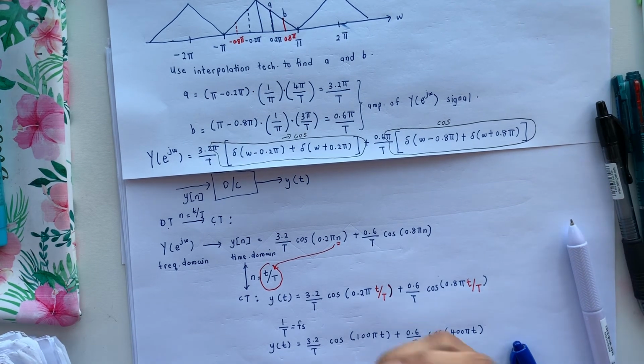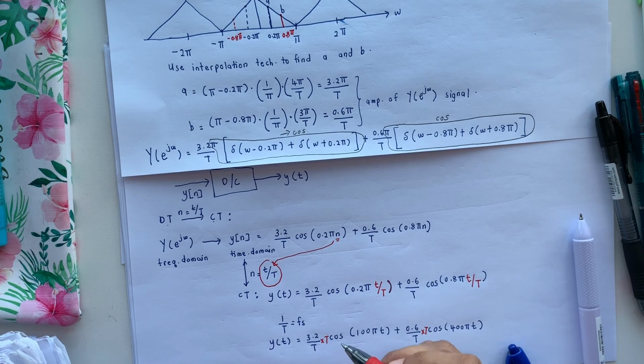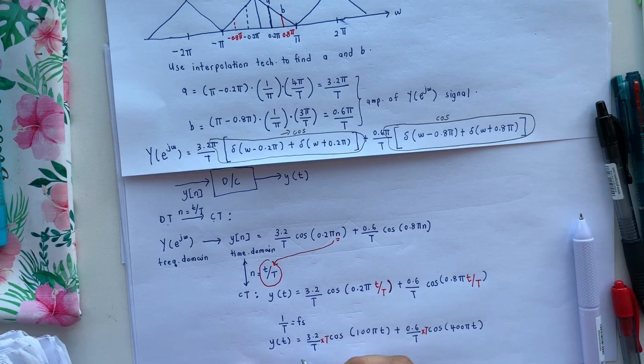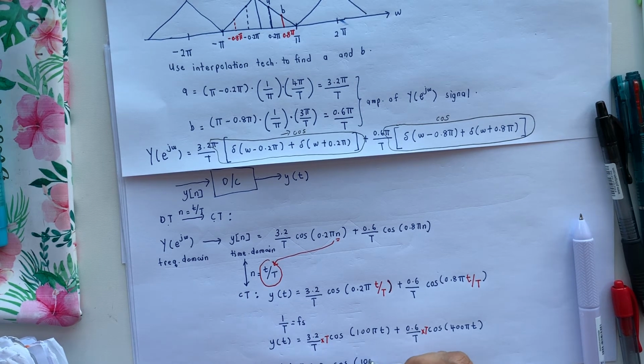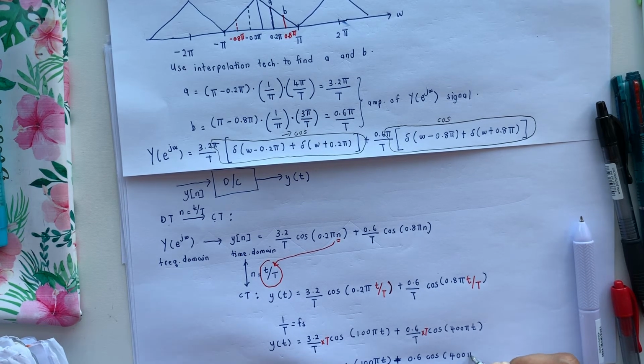But don't forget to multiply this 1 over T with T, and this 1 over T with T. Again, 1 over T refers to your sampled signal. y(t) is after we process the signal, so we don't want your 1 over T anymore. 1 over T is just for the processing part. So here we have your final y(t) is 3.2 cos 100 pi t plus 0.6 cos 400 pi t.